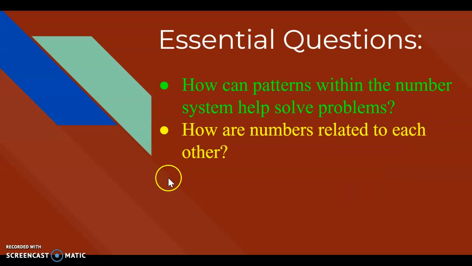Our essential questions are remaining the same, so we're building on that day after day. How can patterns within the number system help solve problems? That's the first one. And the second one, how are numbers related to each other?